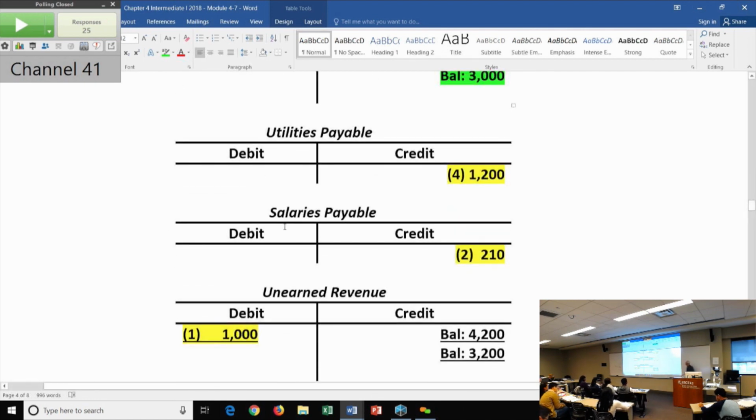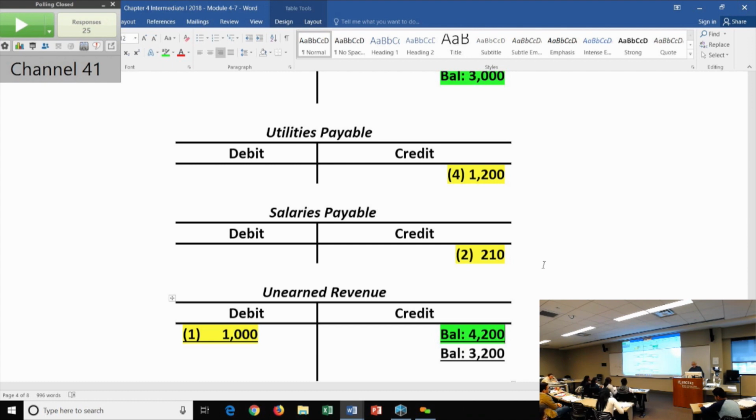Unearned revenue. So we said it started, and we don't have any rate of earning, I should say, or any rate by which this is earned. But they gave us the number 4,200, and they said that we earned 1,000. I don't know how you earned that. I don't know what you did. Maybe you delivered inventory. It didn't say something like a subscription or insurance. So you just have to take the number, and the balance is 3,200.